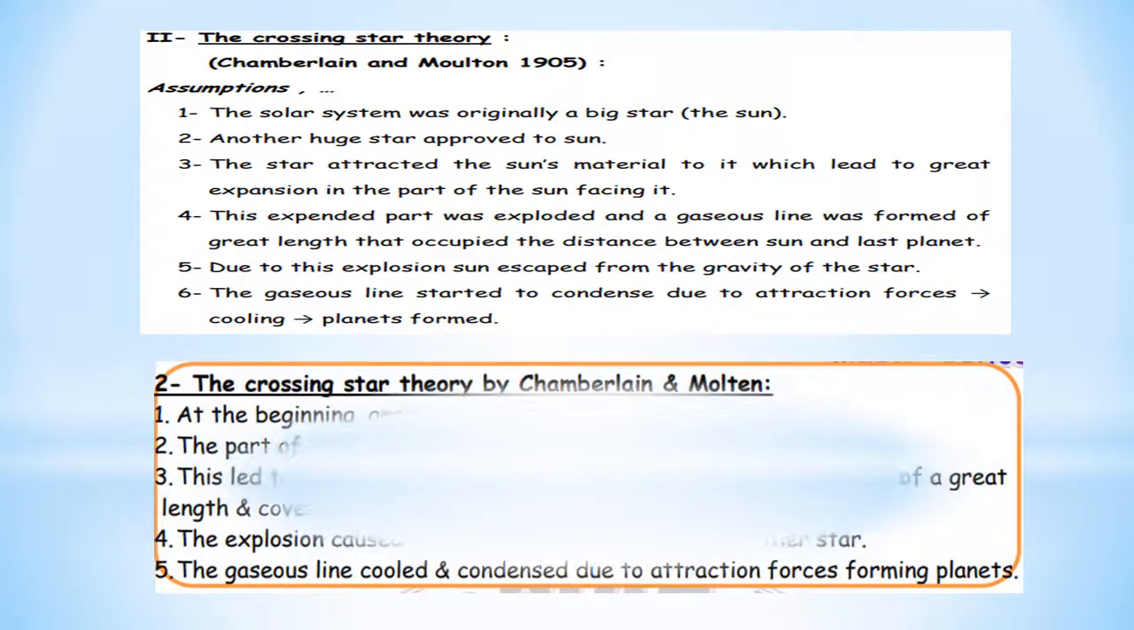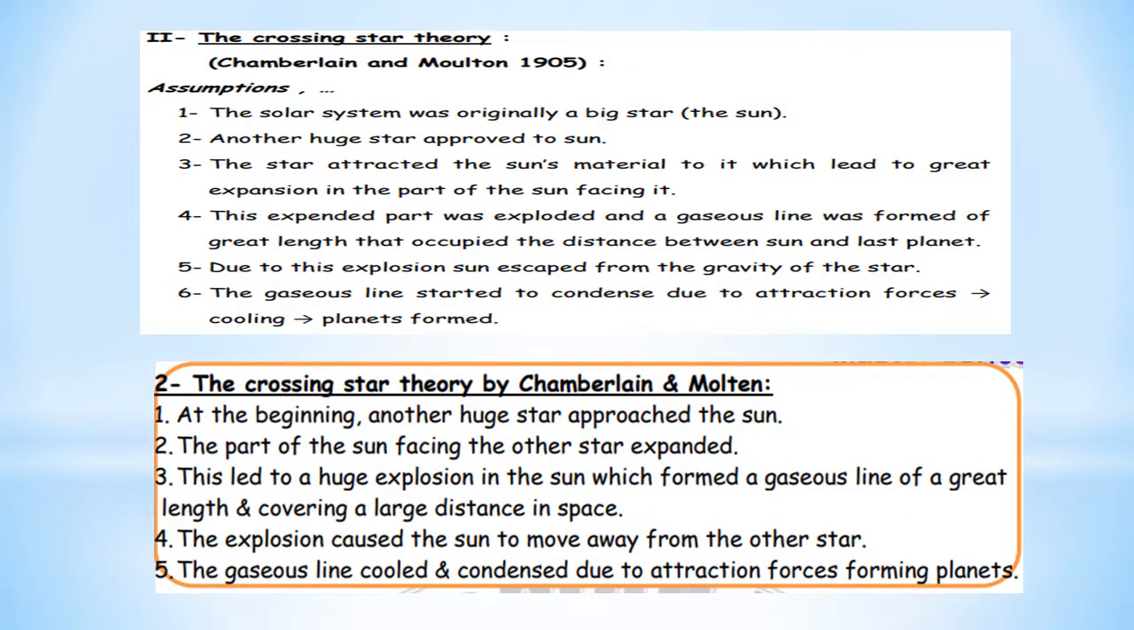And then what happened? The sun escaped gradually from the gravity of the huge star. The sun escaped from that star, and a gaseous line of great length was formed from the sun until the last planet. Now this gaseous line condensed due to the attraction force, then cooled until it formed the planets. This is called the Crossing Star Theory. The huge star beside the sun attracted it a little and caused an expulsion from the sun, then a tail appeared from it, a gaseous line that cooled and formed the planets and the solar system.